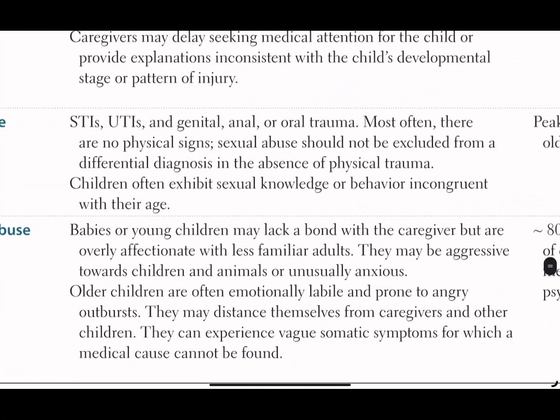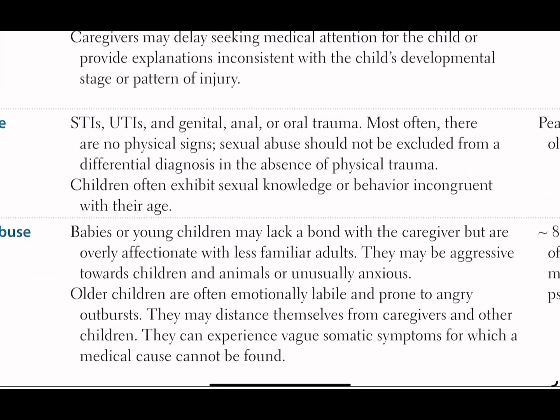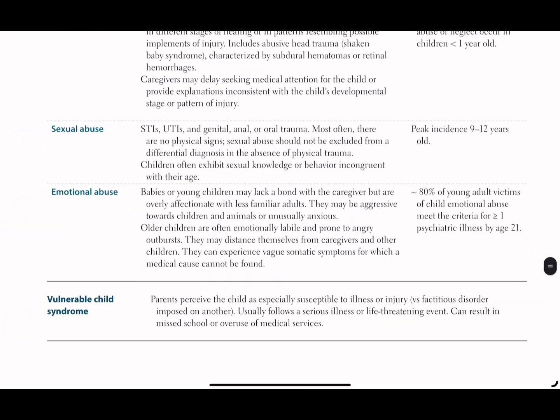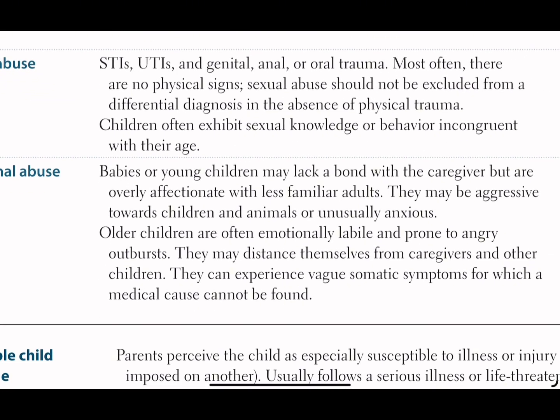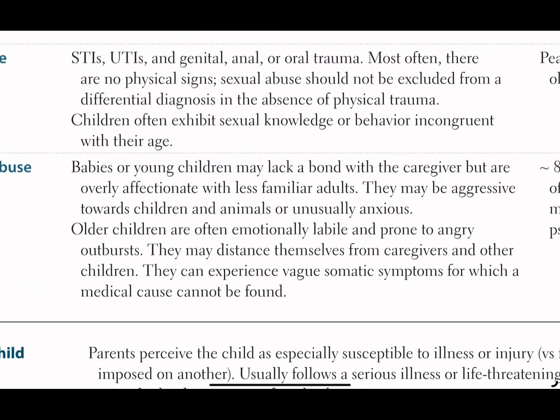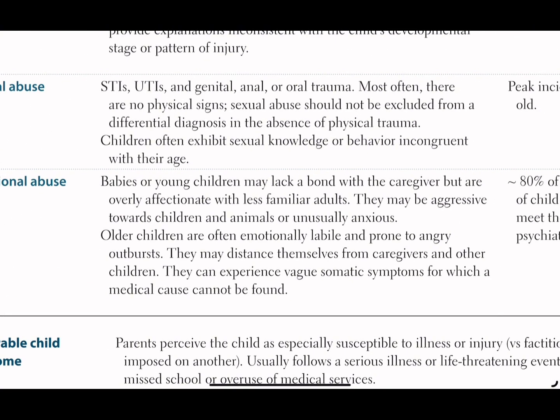Sexual abuse: STIs, sexually transmitted infections, or urinary tract infections, and genital, anal, or oral trauma. Most often, there are no physical signs. Sexual abuse should not be excluded from a differential diagnosis in the absence of physical trauma. Children often exhibit sexual knowledge or behavior incongruent with their age. Peak incidence of sexual abuse is from 9 to 12 years old. Oh God. Okay, so a sign of sexual abuse is that the children will exhibit sexual knowledge or behavior incongruent with their age. So there is sometimes an absence of physical trauma.